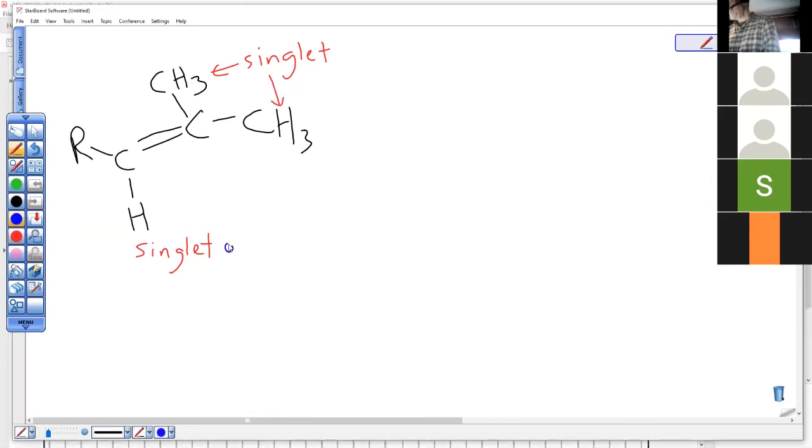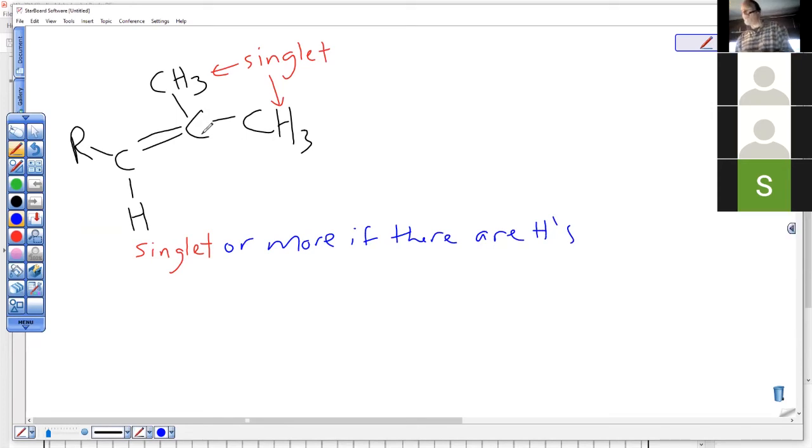I think I might have just understood it differently when I was watching the lecture. So actually it does not have NMR data, right? The one in the middle. Yeah, it won't have any hydrogen NMR data because there's no hydrogens on it. It would show up in C13 NMR, but we're not going to focus a lot on that except for counting the number of signals in a C13 spectrum. Singlet or more if there are H's on R. There we go, just to be clear.